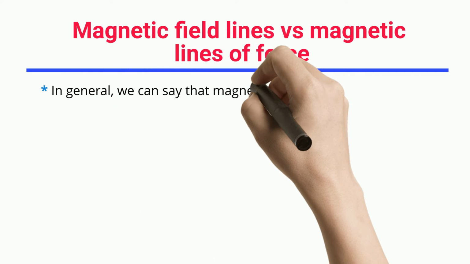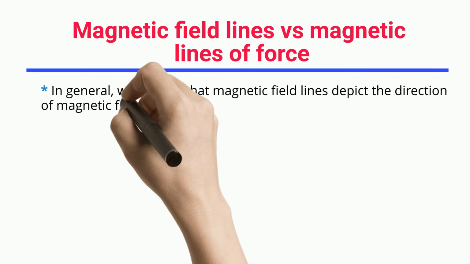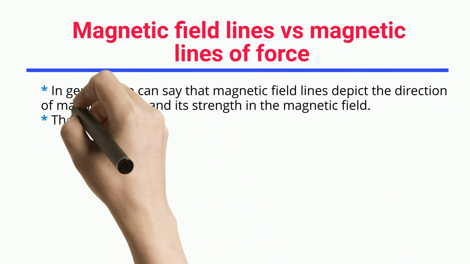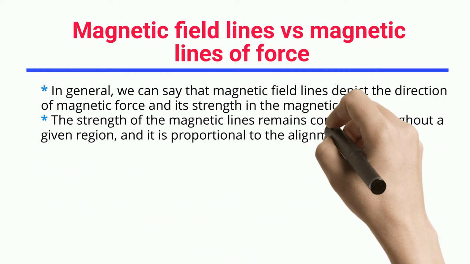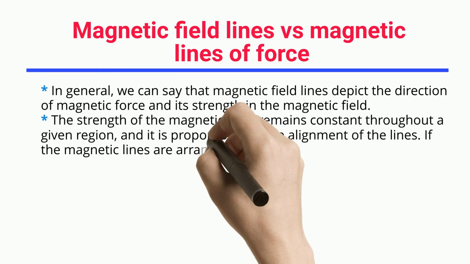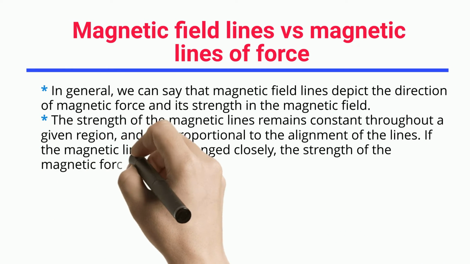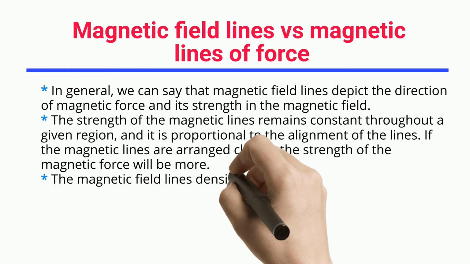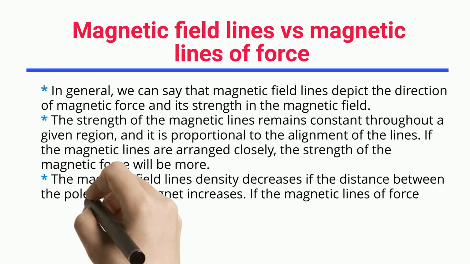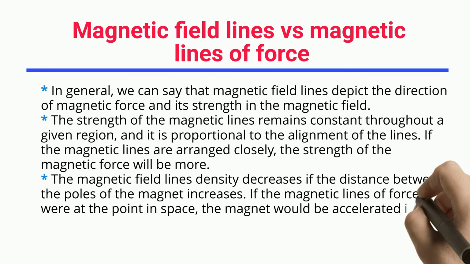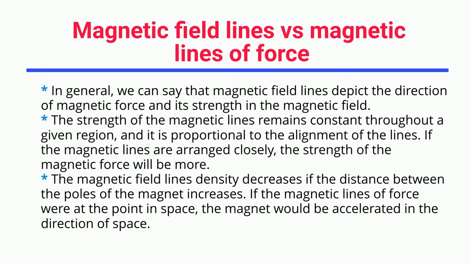In general, we can say that magnetic field lines depict the direction of magnetic force and its strength in the magnetic field. The strength of the magnetic lines remains constant throughout a given region, and it is proportional to the alignment of the lines. If the magnetic lines are arranged closely, the strength of the magnetic force will be more. The magnetic field line's density decreases if the distance between the poles of the magnet increases. If the magnetic lines of force were at a point in space, the magnet would be accelerated in that direction.